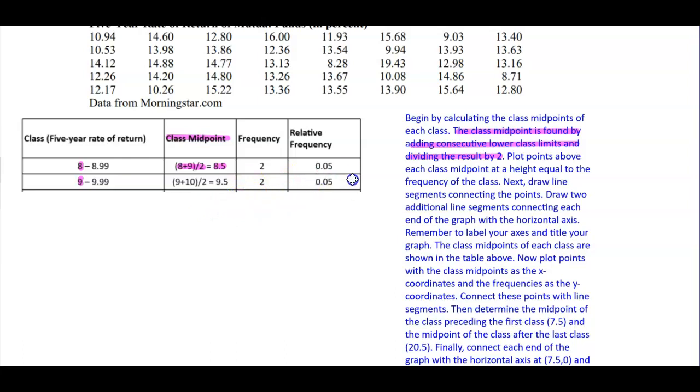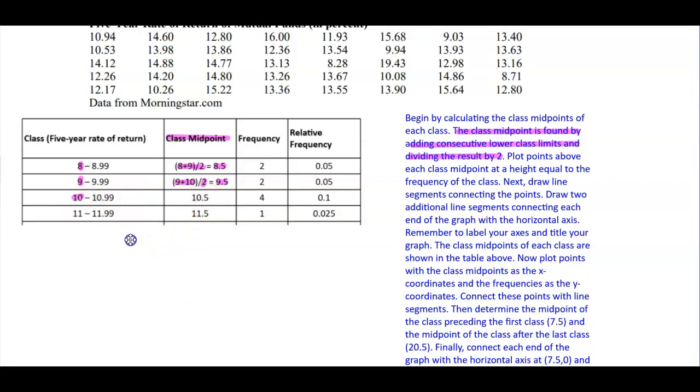Next, if we take a look at the next two lower class limits, which are 9 and 10, 9 plus 10 divided by 2 gives us 9.5. Then we would do the same thing. If we take 10 and add 11 and divide by 2, we get 10.5. Likewise, if we take 11, add 12, and divide by 2, that gives us 11.5.